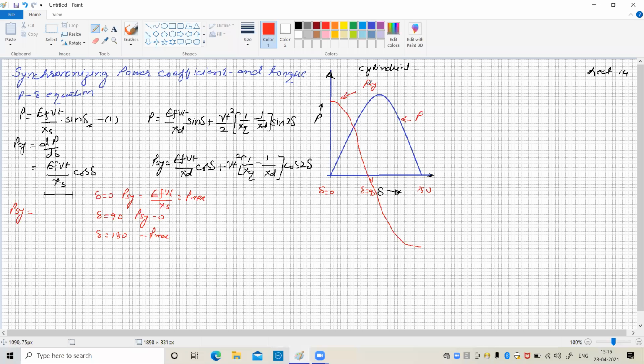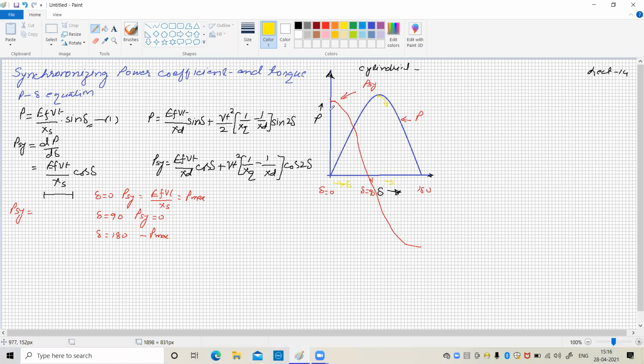So what different information can we collect from these two curves? Especially for the curve PSY, it is positive as long as, for example for the power P, if you increase the load, the angle also increases up to some value, and at this point the power is maximum. Now if you again increase the load, what happens? The angle increases, whereas the power decreases.